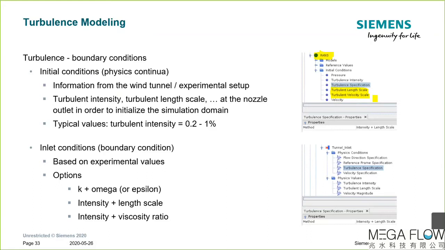So when you have parameters from the experiment, for example, turbulent intensity, modern wind tunnels are below 1%. Please add this information also under initial conditions. For the velocity scale, I'm putting in the inlet velocity normally. And the same is true for the inlet conditions. For the tunnel inlet, for example, when this information is available, please add it because it helps the turbulence model a lot.